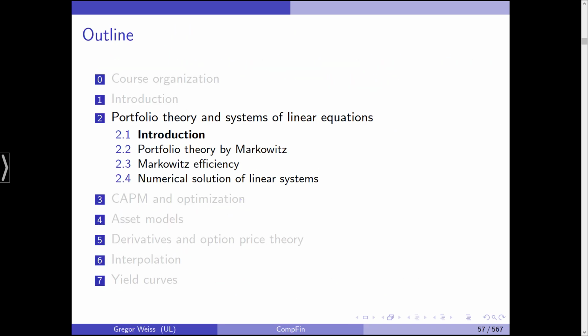Okay, so enough about the introduction and these motivating examples, and in the next video we'll start with portfolio theory.